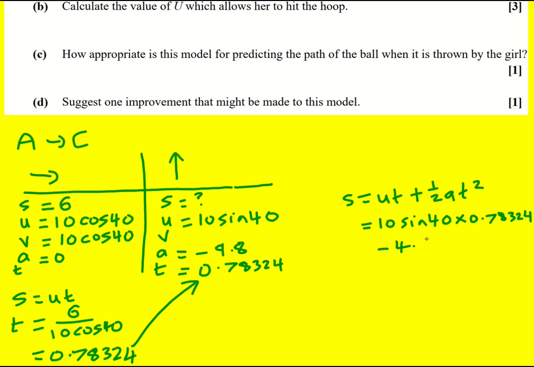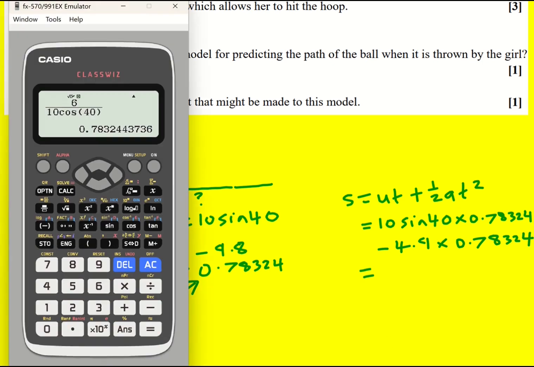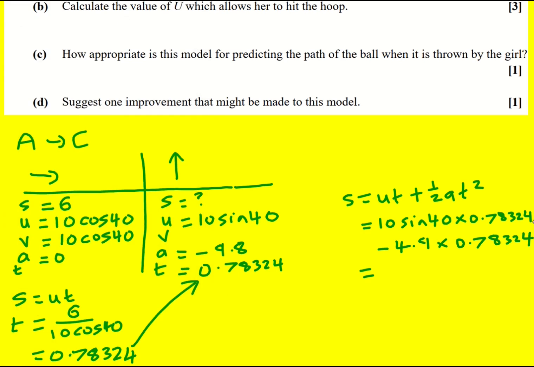Minus a half times 9.8, that's going to be 4.9. Okay, I've got my answer stored here, so I can just times by that rather than typing in some of the decimals. Oh, and I should be squaring the time here. 2.0285.